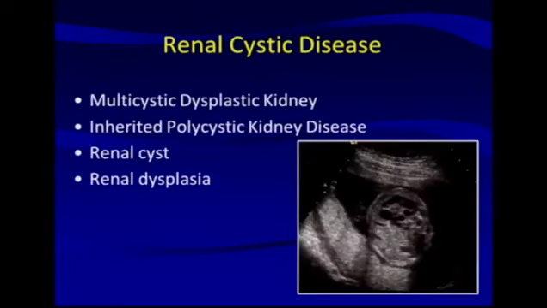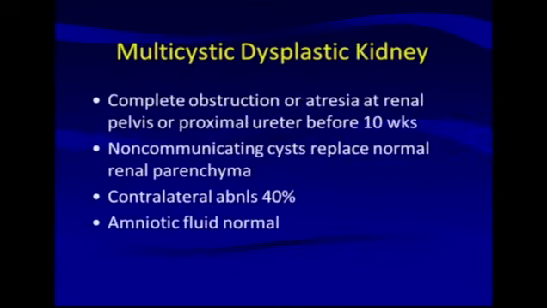Moving on to renal cystic disease, again, these are a group of inherited and acquired and developmental disorders, including multicystic dysplastic kidney, the inherited polycystic kidney disease, as well as renal cysts and renal dysplasia. And the most commonly seen cystic disease of the fetus would be multicystic dysplastic kidney, and this is in fact the most common abdominal mass that is seen within a neonate.